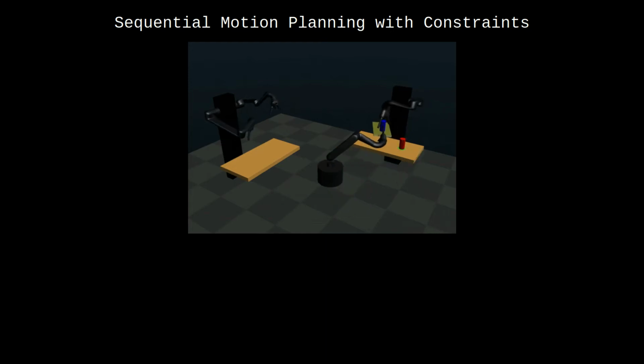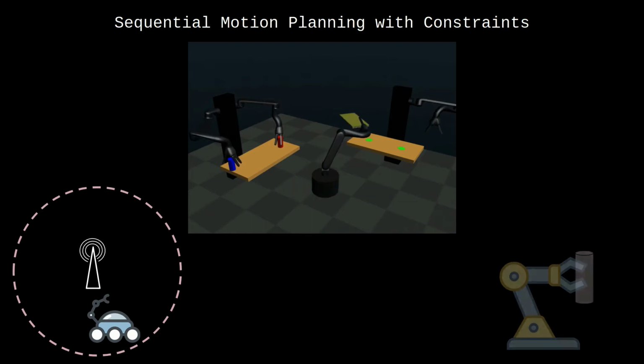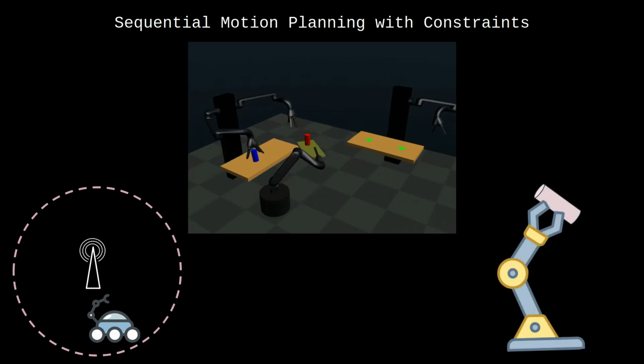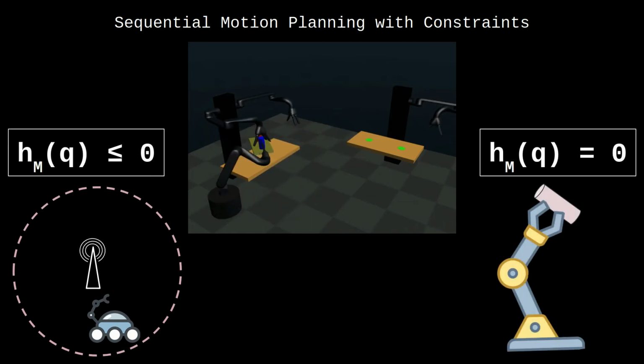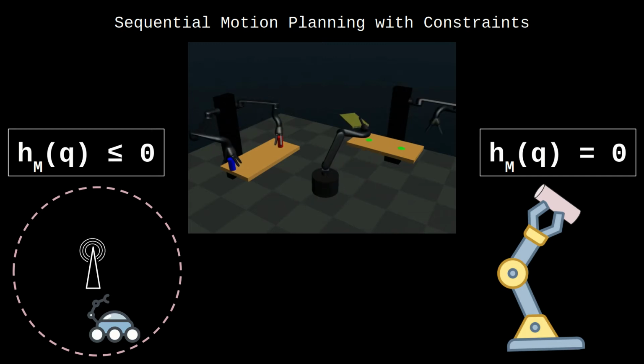For example, a mobile robot may have to stay within a certain range of a communications tower, or the end effector of an arm may need to maintain contact with an object. These manifolds M can be described as inequality or equality constraints defined by their implicit function hm. Some constraints may be easy to describe analytically, but some not. In this work, we focus on data-driven approaches to learning manifold constraint representations for complex planning tasks.